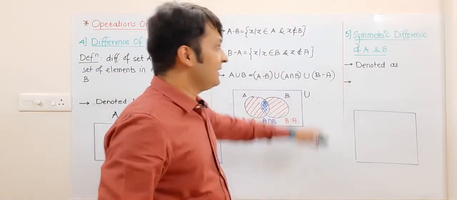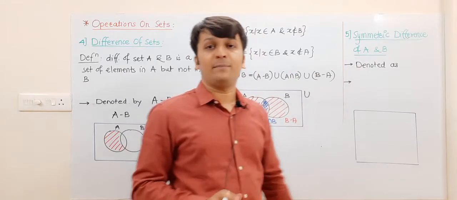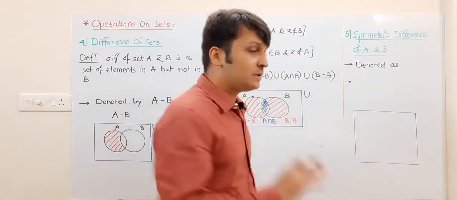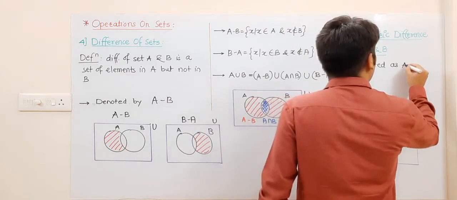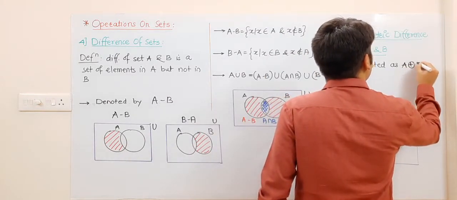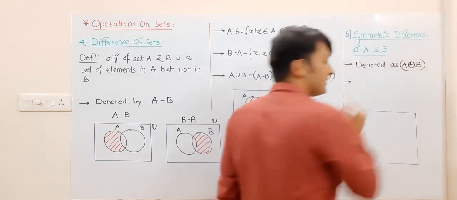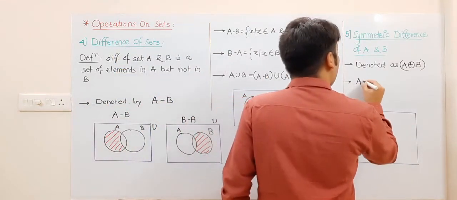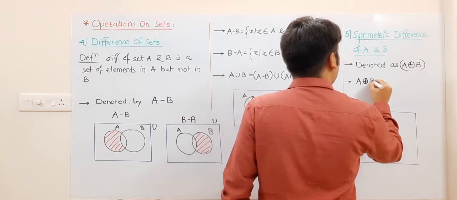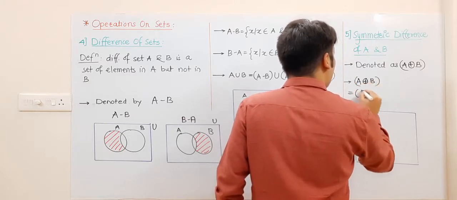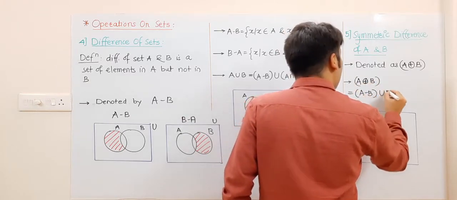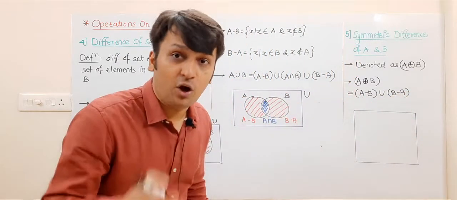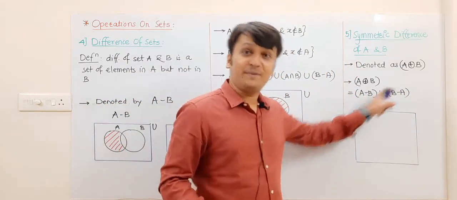Check next. Next is symmetric difference of A and B. How is it denoted? A symmetric difference B. This is the notation. How to write this? Just check. A symmetric difference B is equal to A minus B union B minus A. So it's the union of A minus B and B minus A.